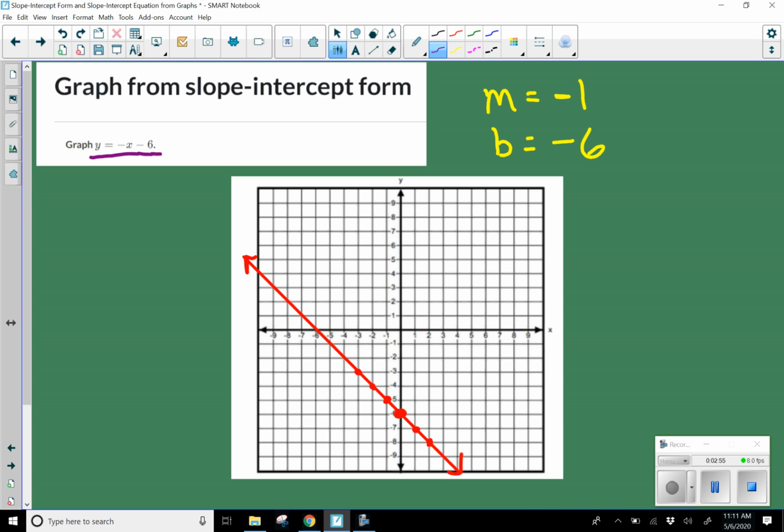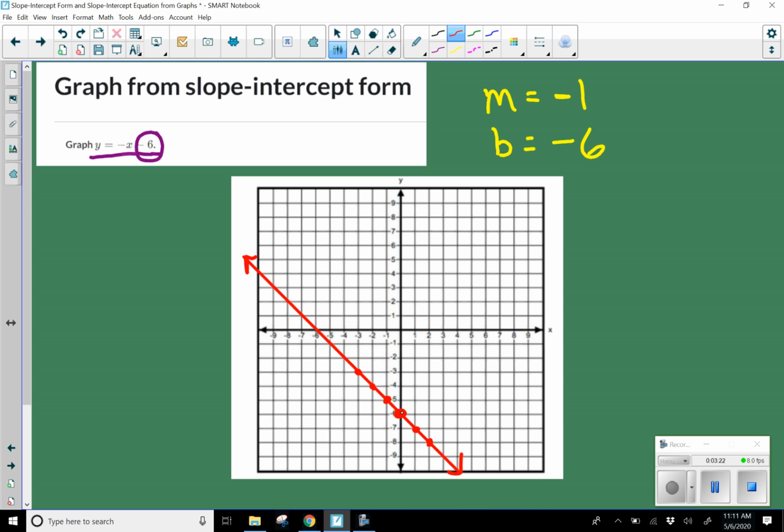So what I've done over here is just pulled out the information we need. If it's -x, that means your slope is a -1, which means it's going down 1 over 1. And your y-intercept, which is right here, is a -6. So the first thing you want to do is on your graph, you want to go all the way down to where your y-intercept is and plot your point, which I have right here at -6.